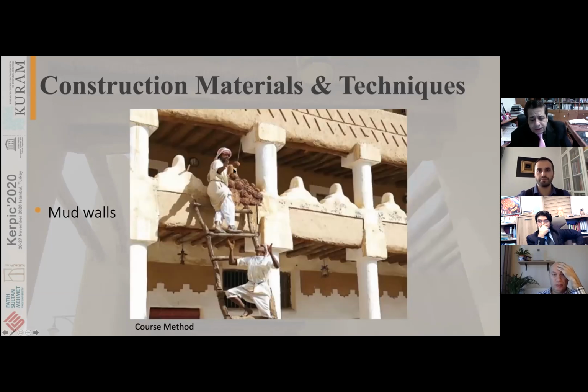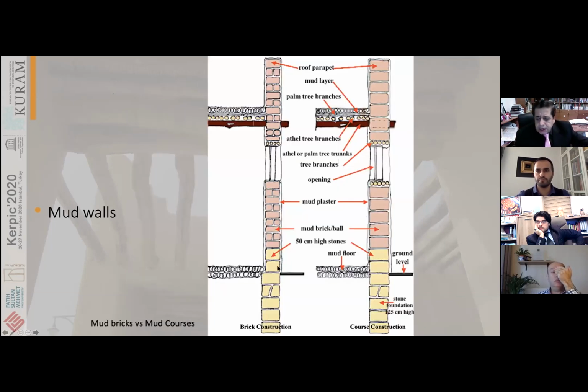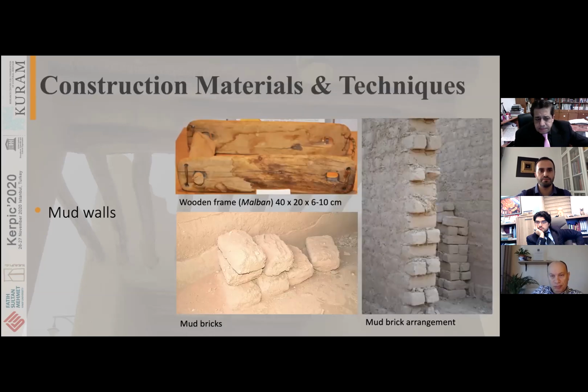As I said, this picture shows us the form of the mud balls that are used in this construction technique. This section shows the difference between brick construction, the bricks, and the course construction, the balls. It's almost the same, except the shape and the methodology of forming the mud, drying it out, and constructing the walls. Again, this wood frame is called a mold, 40 by 20 by 6 to 10 centimeters. After being formed and dried, it's stored for a while, then used.